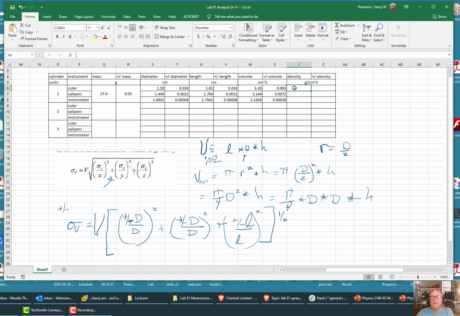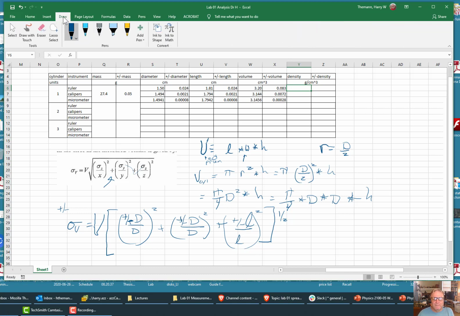Let's just write it out because I don't think we have it here. And that's going to be the mass divided by the volume. So that's how you get 2 grams per centimeter cubed. So that one's pretty straightforward. We just say it equals the mass here.